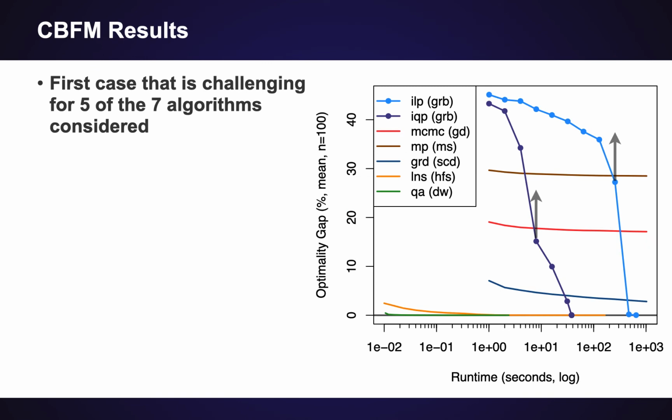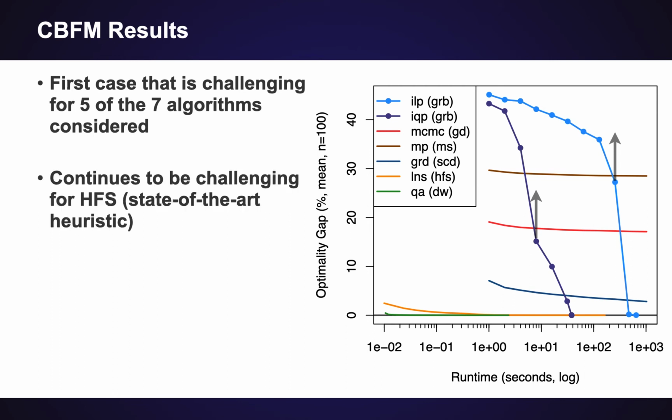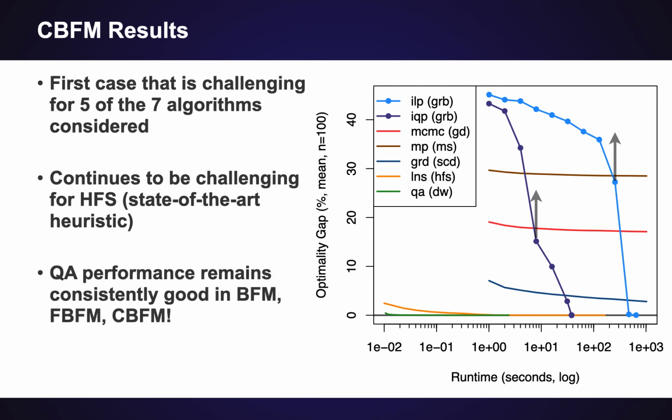So if we look at the performance profile for this particular instance, it's a similar story as before, but the good news is that both of the relaxation-based methods now have increased significantly in the gap they have. They ultimately do prove the optimal solution, but much, much slower than the other heuristic algorithms. So this instance continues to be challenging for HFS, which is the state-of-the-art heuristic, so that's also promising. Meanwhile, the quantum annealing performance remains consistently good.